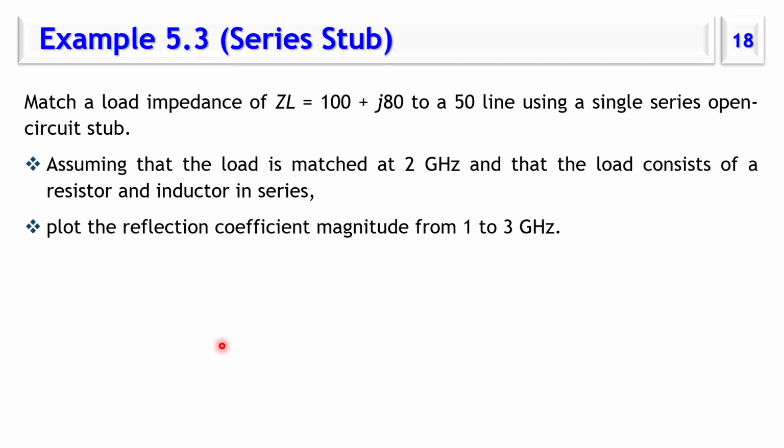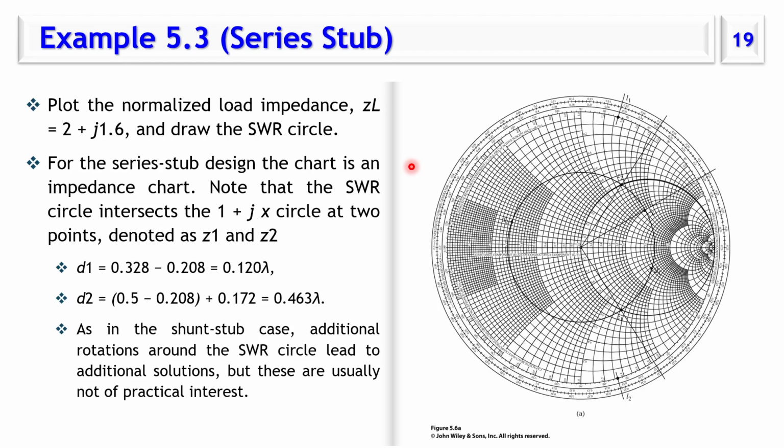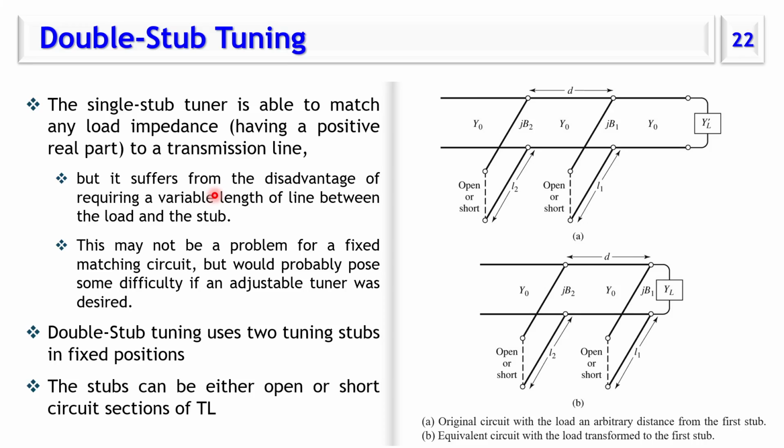Okay, another example on single stub matching for a series stub, and this series stub is open circuit. It's giving us the load and the impedance as well as the center frequency or the frequency of interest. We're going to do something very similar. Okay, let me also copy the solution.